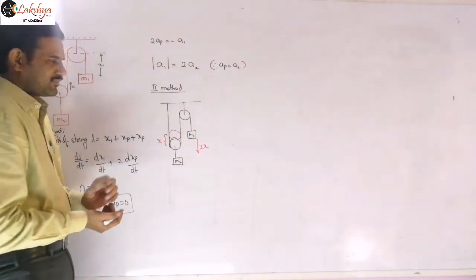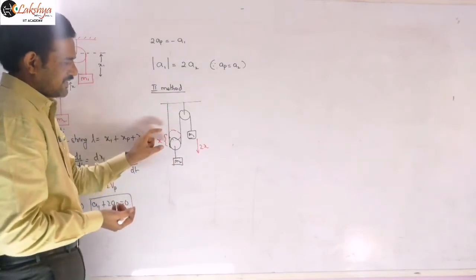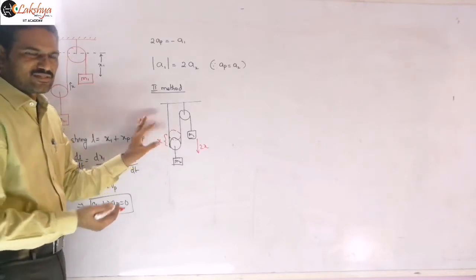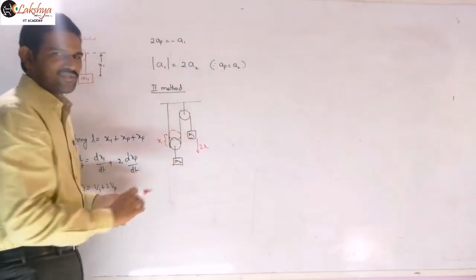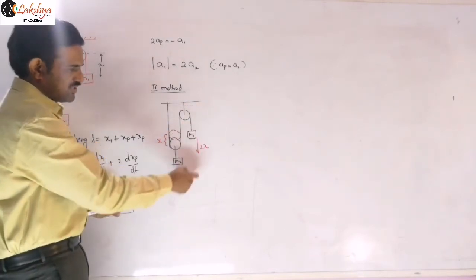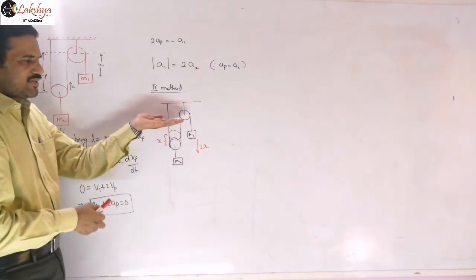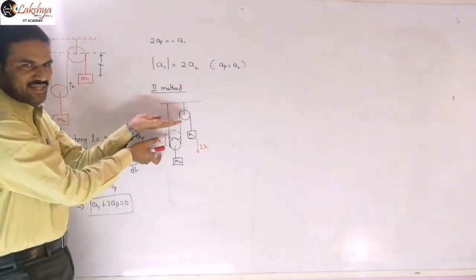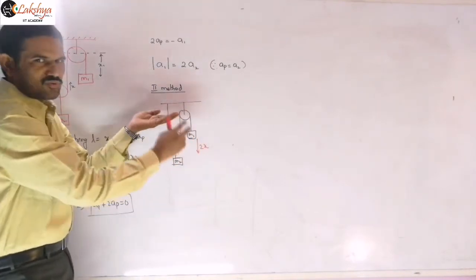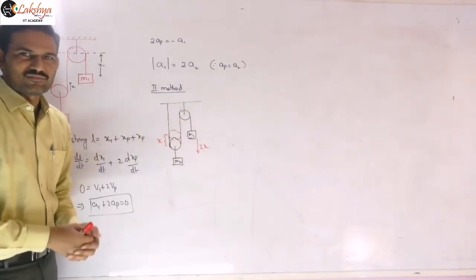Can you say why? Observe this: if this pulley is rising up by a distance x, this side length of the string will decrease by x, and this side also the length of the string will decrease by x. The total 2x should move this side only, because this end is a fixed end. So if the pulley is rising by x, below this, this side x length and this side x length, the total 2x, this block only should move down here, so the displacement of this block will be 2x.